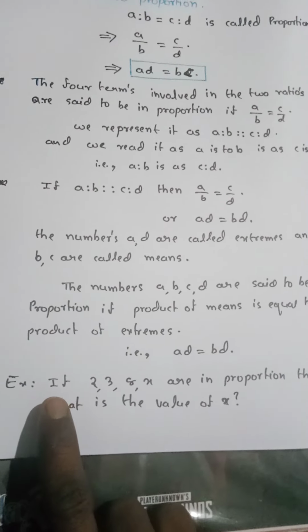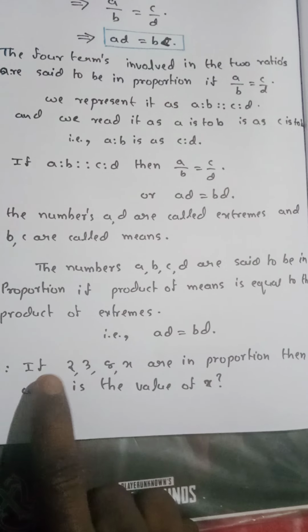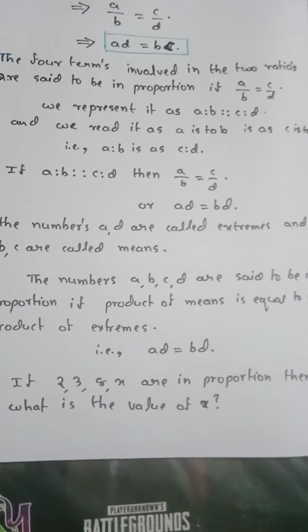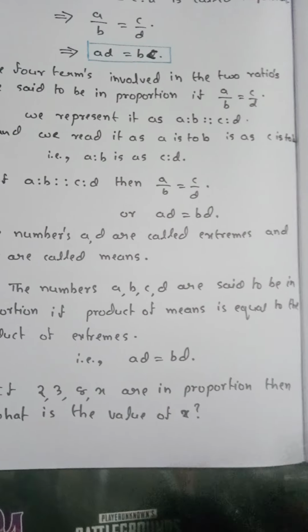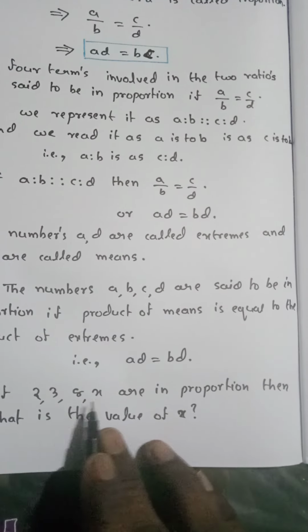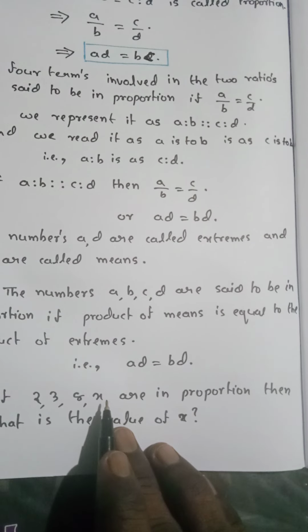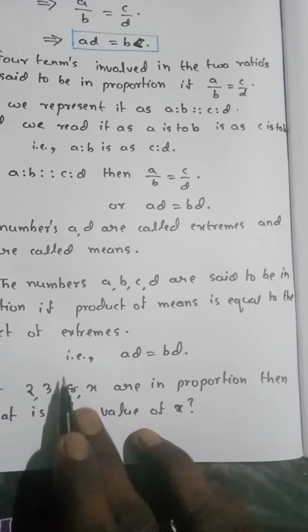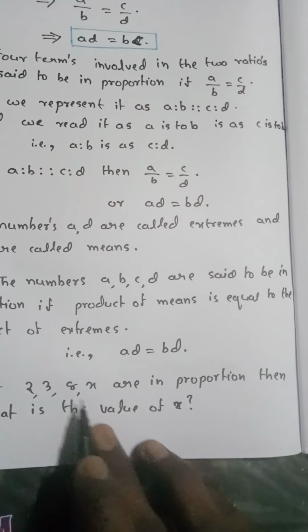Now let us go to one example. If we have the four numbers 2, 3, 8, x, and if 2, 3, 8, x are in proportion, then what is the value of x? That is what we need to find here. These four numbers are said to be proportional if and only if the ratio of the first two terms is equal to the ratio of the last two terms. We need to remember this.